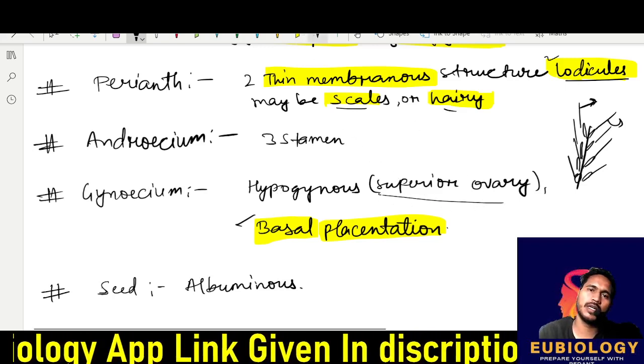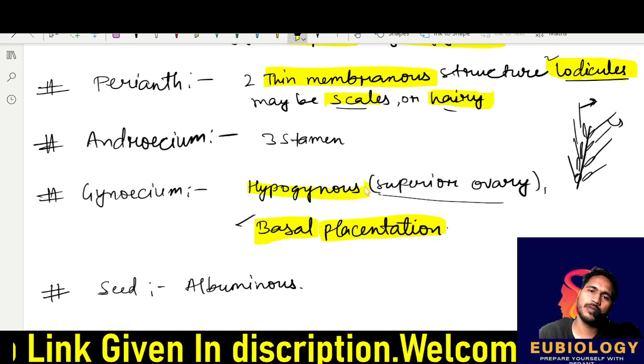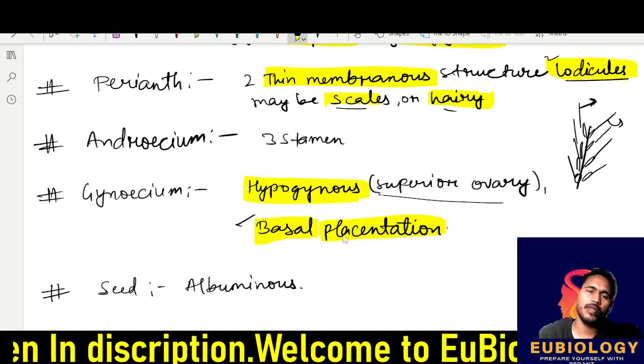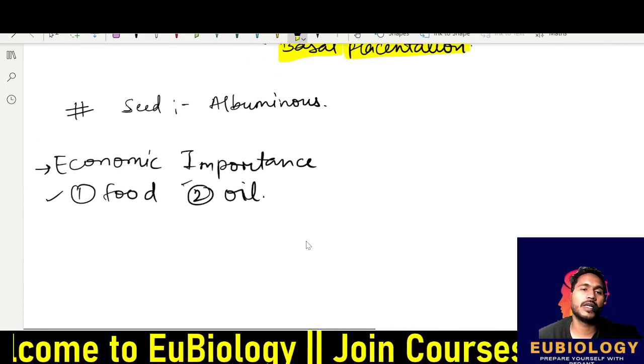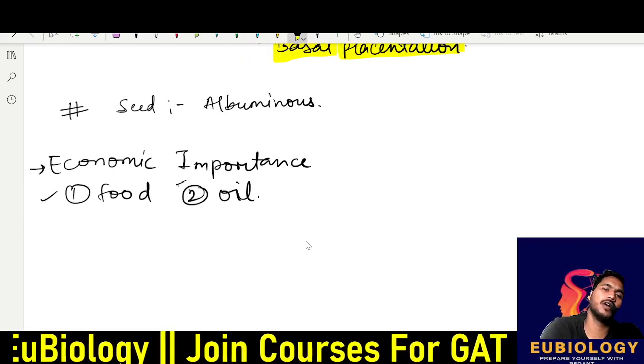You must underline this. Hypogynous flower will be there, and basal placentation will be there. Seed will be albuminous. Economic importance: it can be used as food or oil.